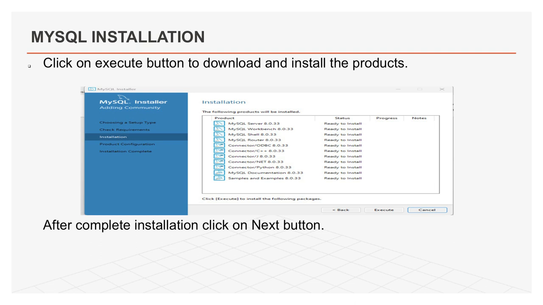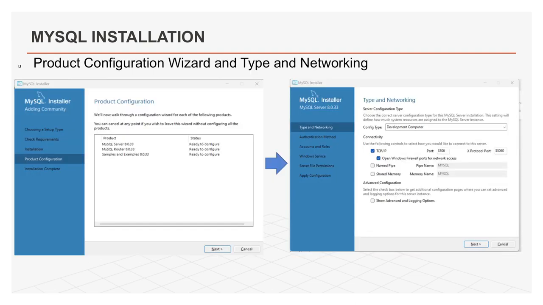This will open the installation wizard. This will display all the products that will be installed. Now, click on the execute button to download and install all the components. After completing all the installation, click on the next button. This will open the product configuration wizard. In this wizard, we will walk through a configuration wizard for each component or product. Here, you can cancel at any point if you wish to leave this wizard without configuration. For all the products, click on the next button.